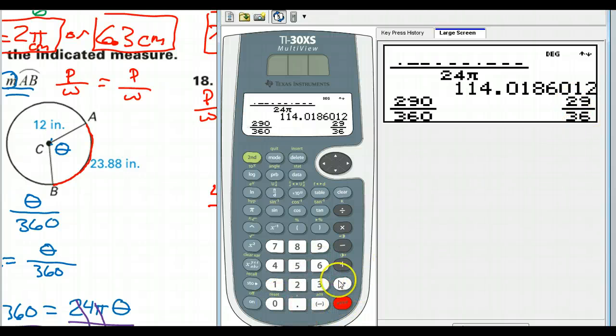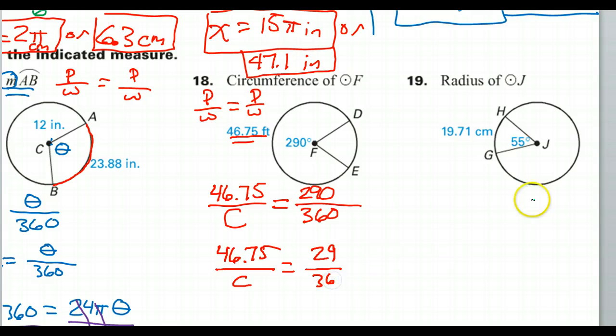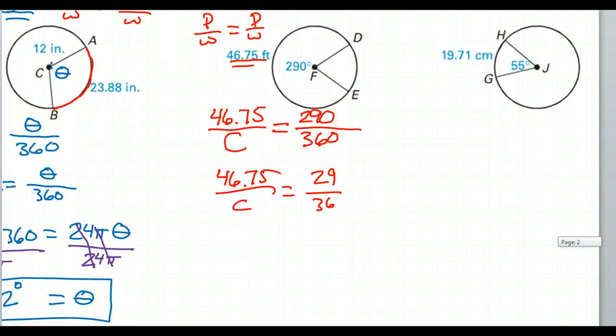That's 29 over 36. Okay, that wasn't much of a help, but it's something. Basically we cross out those zeros. So anyway, we have 46.75 over the circumference is equal to 29 over 36. Time to cross multiply.